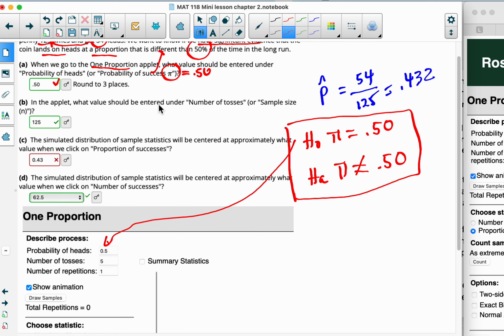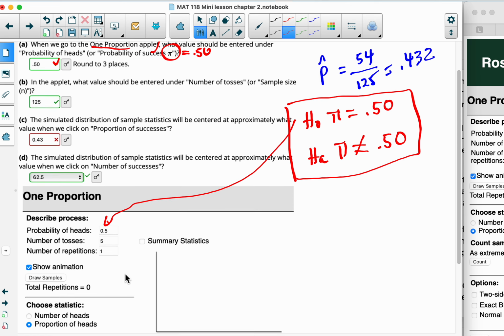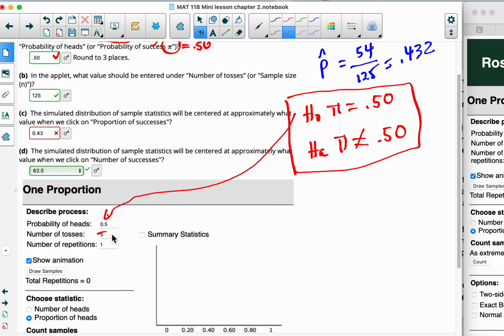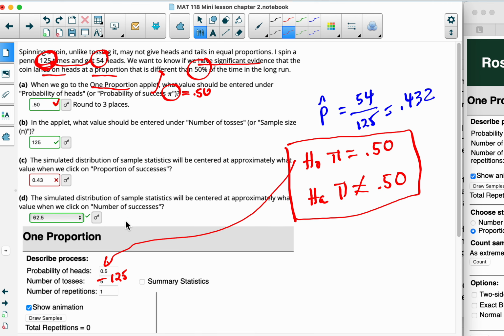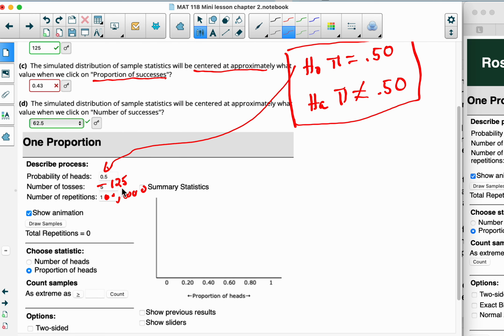Then in the applet, it says, what should we enter in the number of tosses? Well, we want to go with exactly what our observed sample was, n equals 125. So that would be 125. And then we would repeat it either 100 or 1,000 times. Then the next question says the simulated distribution of sample statistics will be centered at approximately what value when we click on proportion of success?